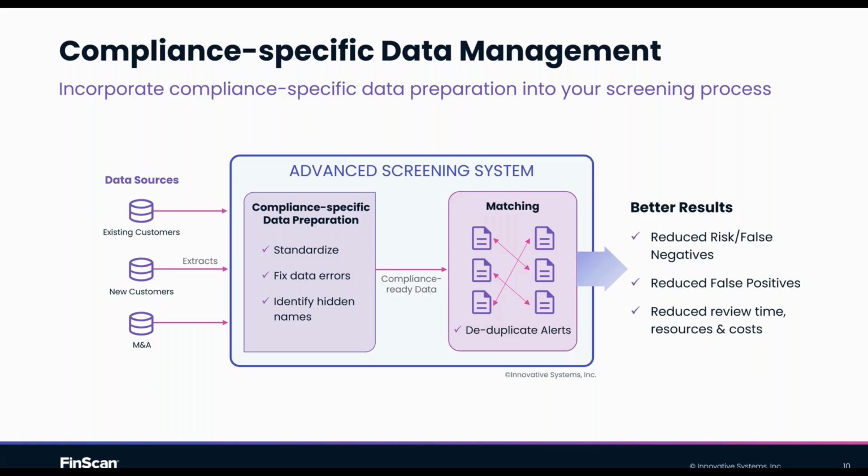And then only once that process has been applied, the data has been cleaned and standardized for the specific use that it's going to be put into, then it goes into the matching. The ultimate end goal here is to produce better results through reducing risk, i.e. reducing the possibility of false negatives, care of, trading as names are a classic example there. Equally, you're going to reduce false positives by shoring up that data with good standards, making sure that the data is well populated. And that all comes down to reduced review time, resources and costs, reducing risk whilst also increasing efficiency.